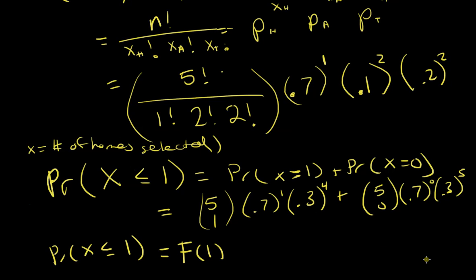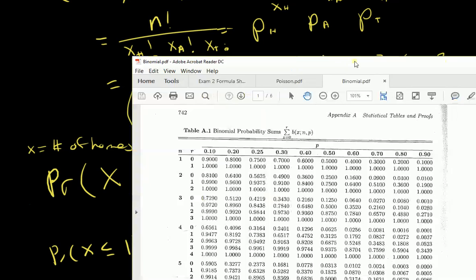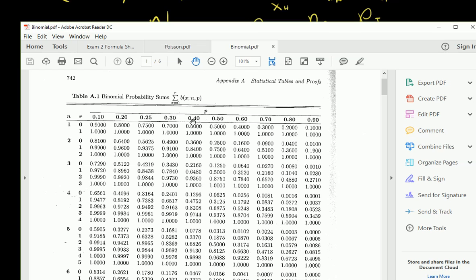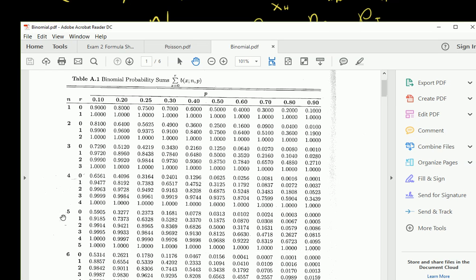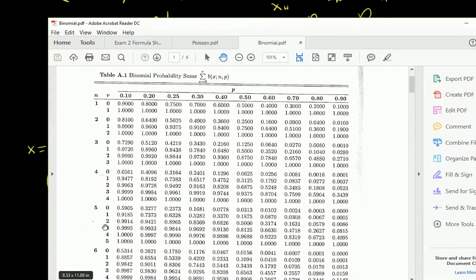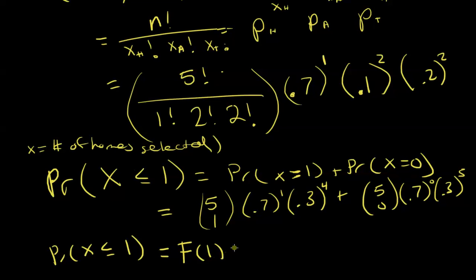So if I have this, my n is 5. That's good. My r, in this case, is 1, because I'm doing F of 1. Got that. P is 0.7. Let's see, 0.7 is right here. There we go. So here it is, 0.0308. If you calculate this, you should get the same answer.